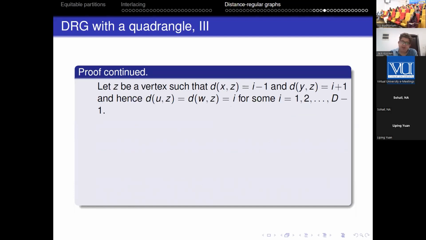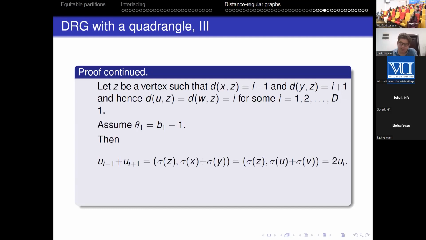So now you take a vertex set that is at distance i minus 1 from x and distance i plus 1 from y, and therefore the distance between u and z and between w and z is i, for some i equal to 1, 2, 3, and so on.